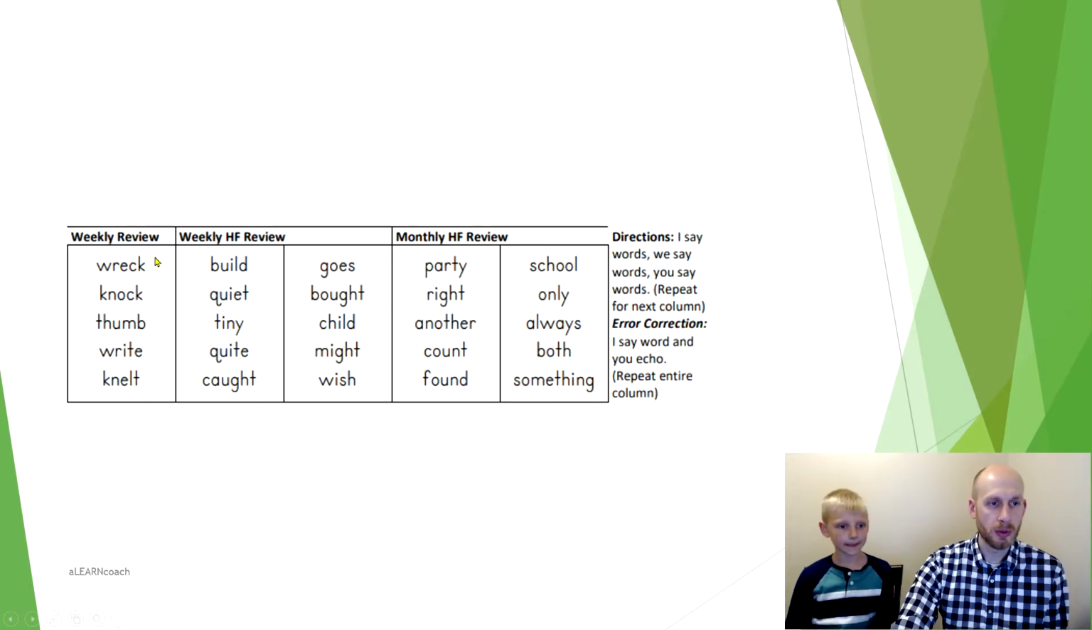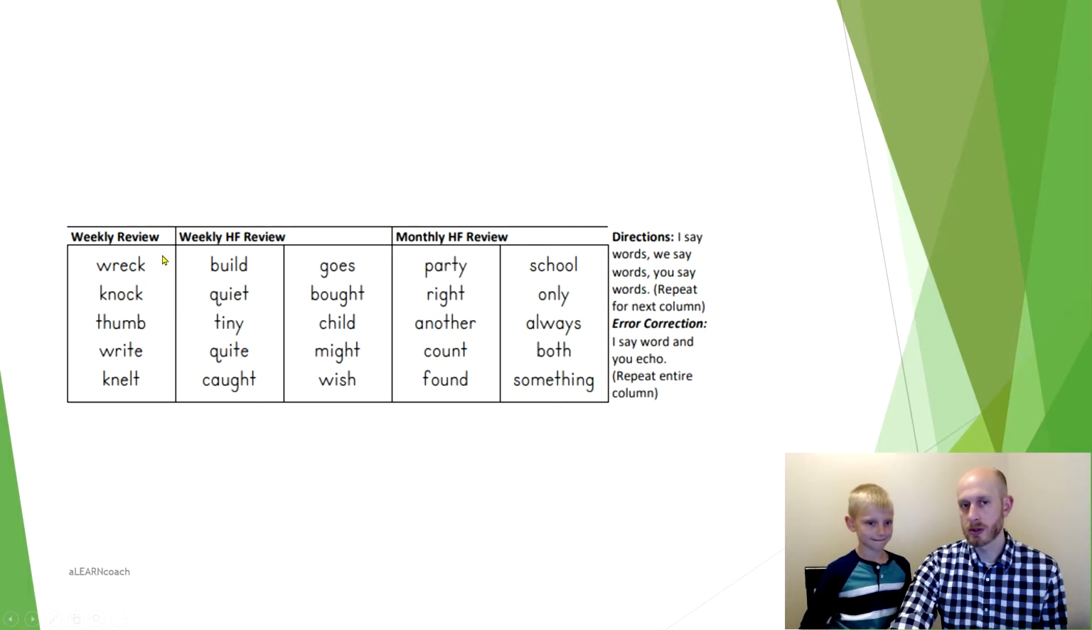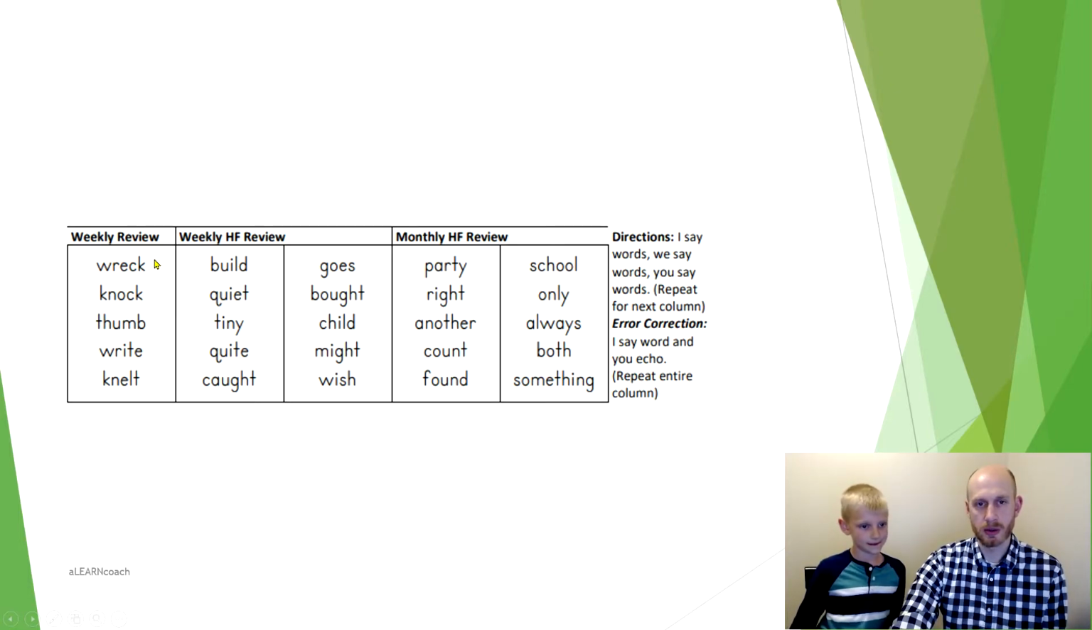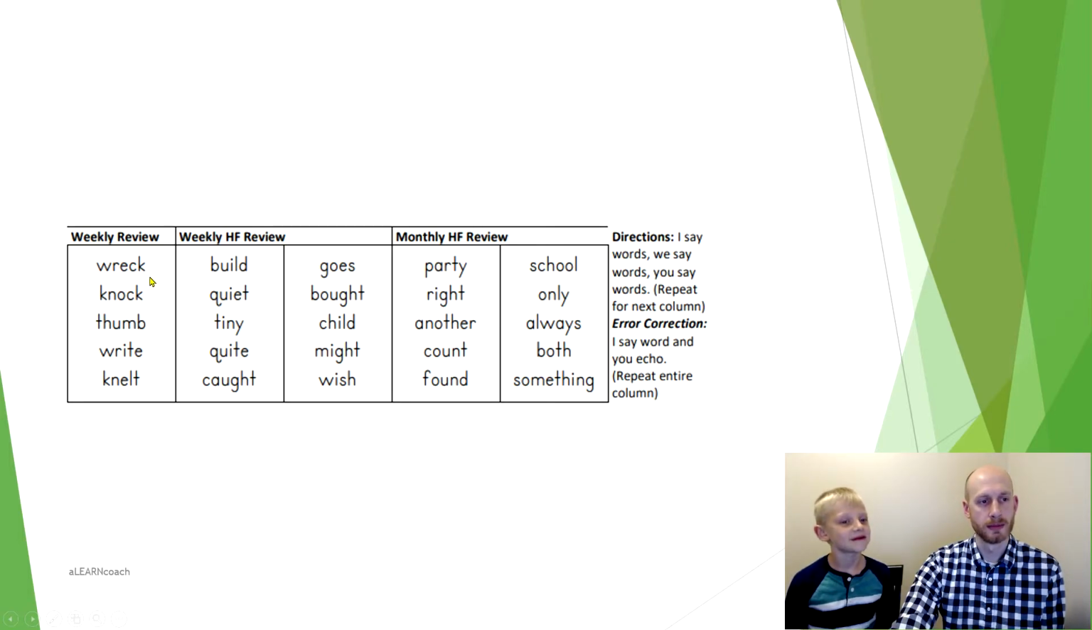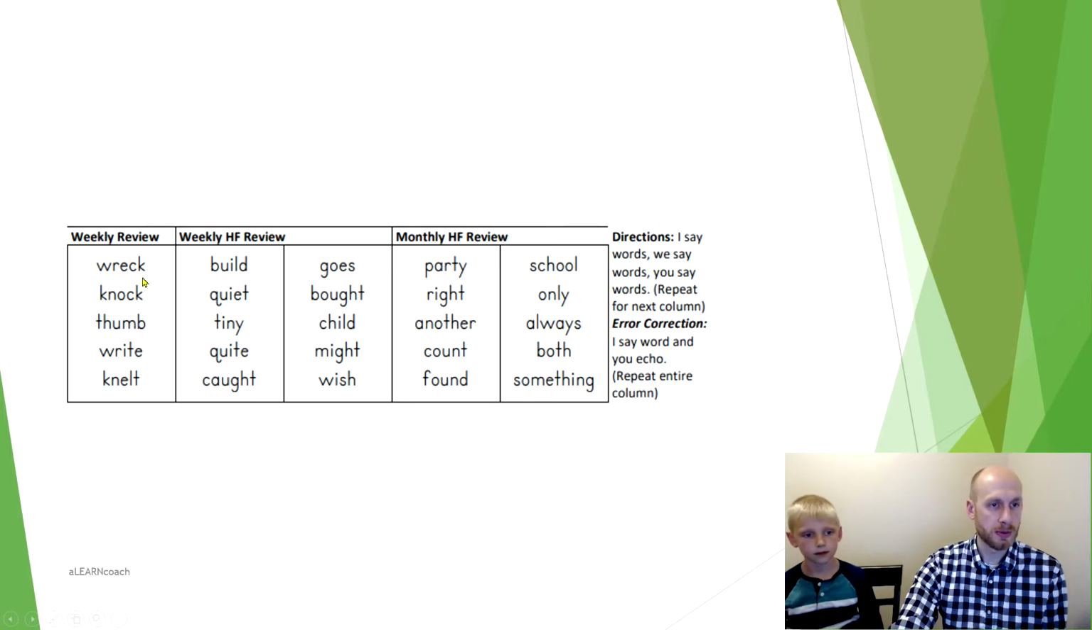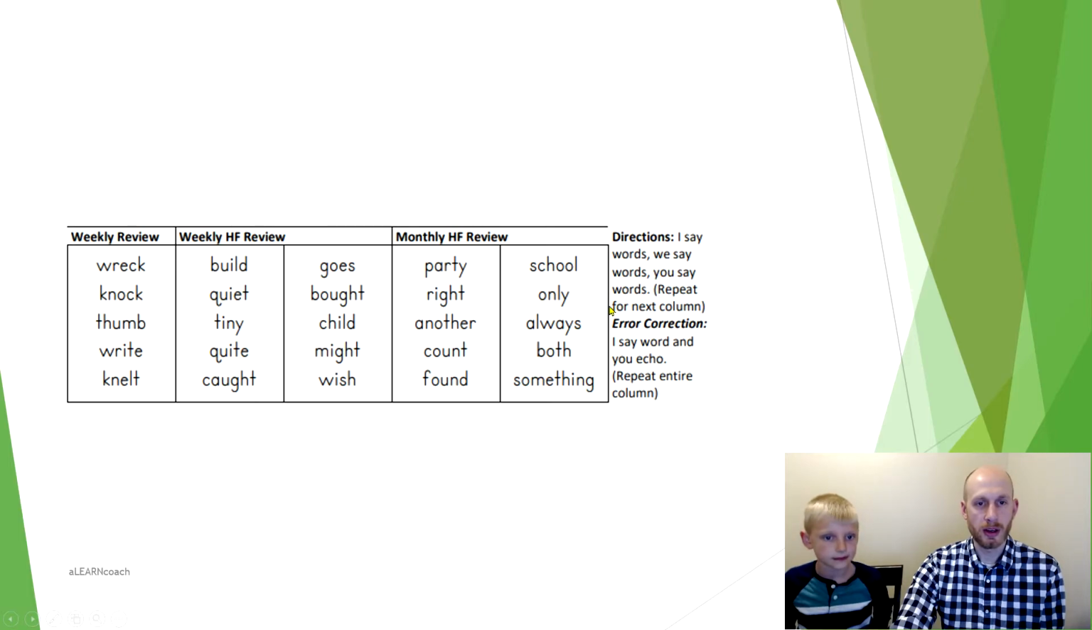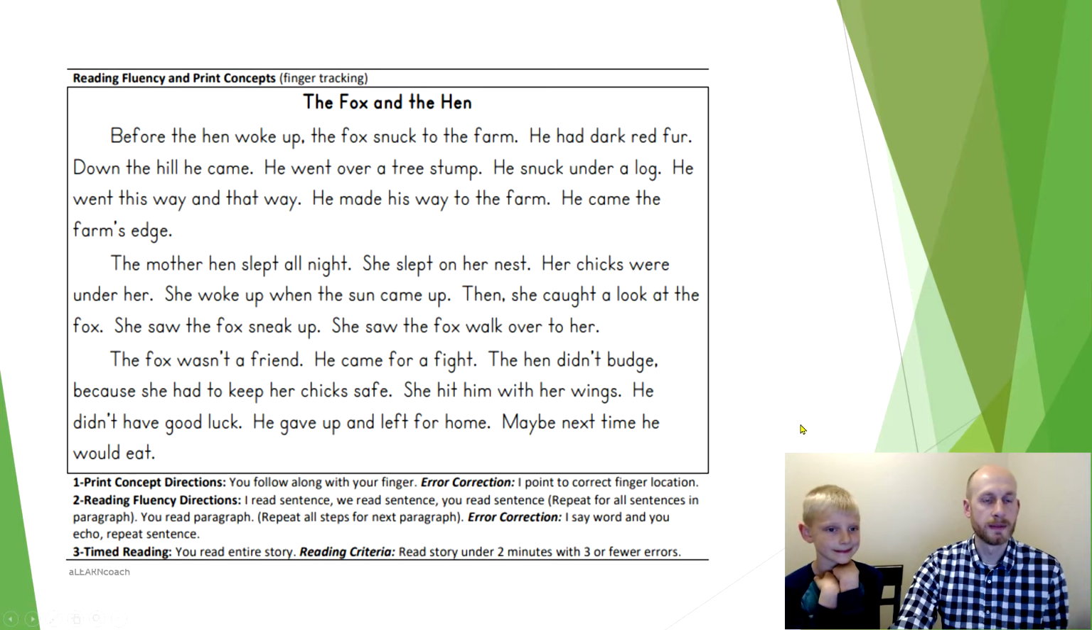Here we have our weekly review. So I'm going to say the words, we say the words, and then you say the words. Rec, knock, thumb, right, knelt. Okay. If there's any error correction, I'm going to say the word, and the student will echo, and then repeat the column to just get that more fluent practice with the review. Do that for each one of the columns, and you're ready to move on.